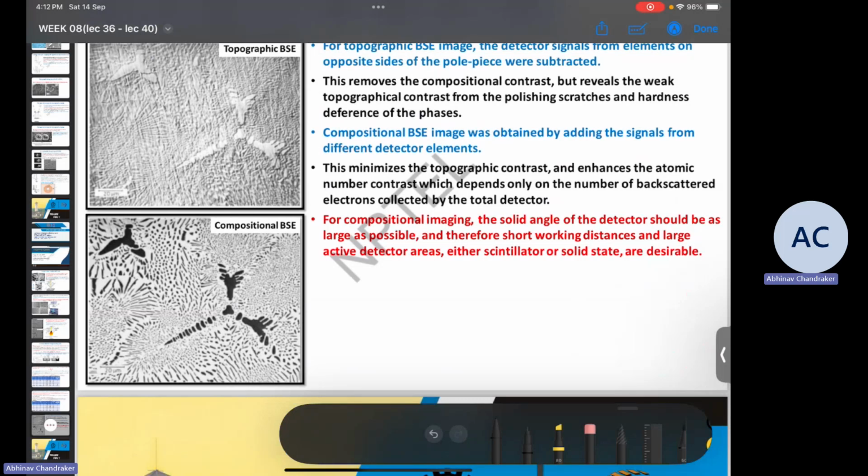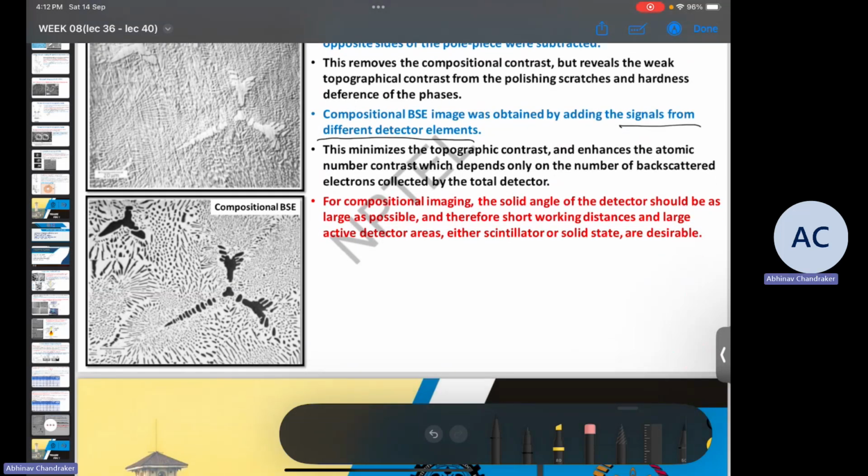As I told, by adding the signals from different detector elements, you can get a higher amount of signal, and as a result, you can get better compositional contrast. And if you do that, the contribution due to topographic contrast, which is more like noise when you are trying to detect the composition, will reduce, and as a result, we'll be able to get good compositional image resolution.